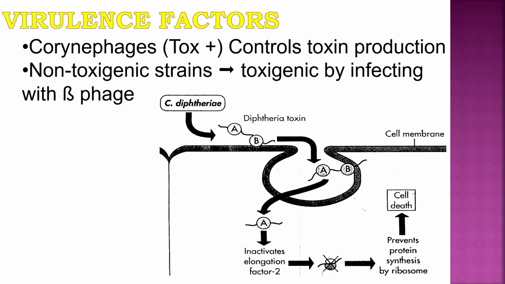So this is the mechanism you can see here. Corynephages control toxin production. Then here you can see the A part of diphtheria toxin enters after the binding of the B part to the cell membrane, and then it inactivates elongation factor 2, and it prevents protein synthesis by the ribosome and ultimately causes cell death.